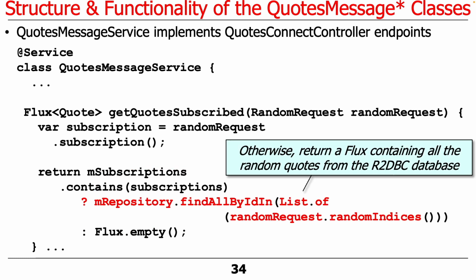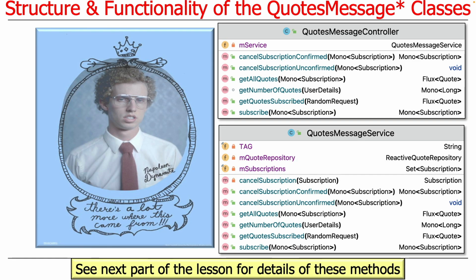But if it is subscribed, then we go ahead and make a call to the R2DBC database, and we say, please find everybody in this list of random indices by the IDs. So the random indices are IDs into the table. And so we're going to get a flux back of as many of these quotes that come from those random indices. And we'll talk about how we generated this method using the Spring Data API later. So that's really simple, really convenient, nice and reactive, and so on and so forth.